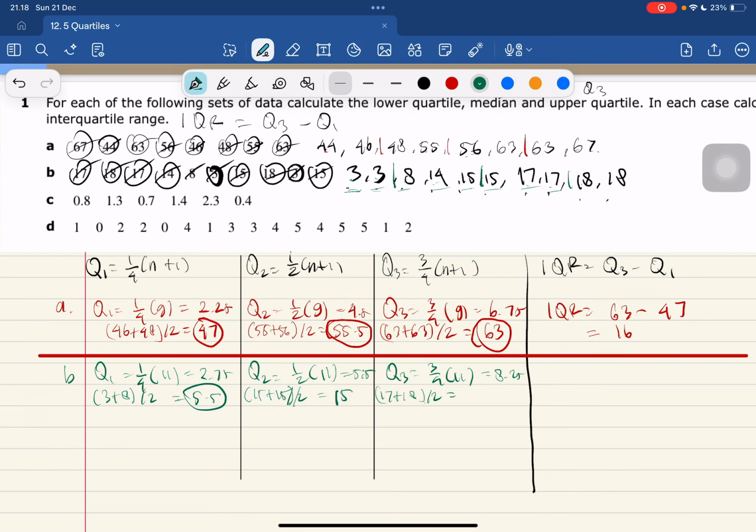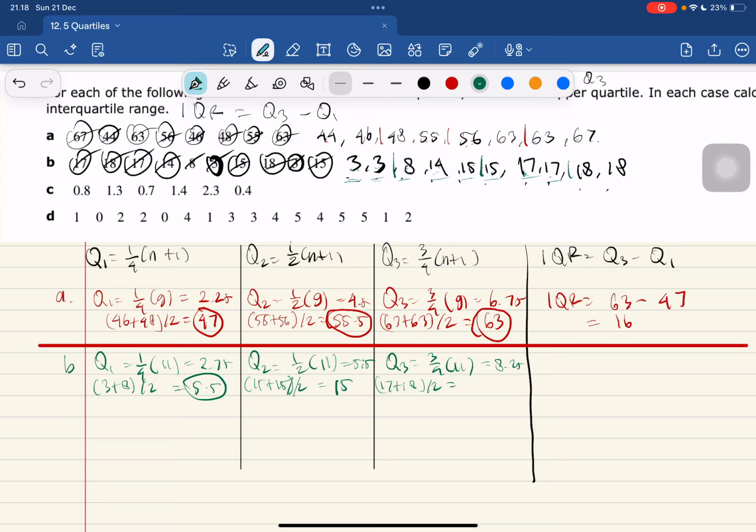Counting 1, 2, 3, 4, 5, 6, 7, 8, it's going to be 17.5. So the interquartile range is 17.5 minus 5.5. So the interquartile range is going to be 12.